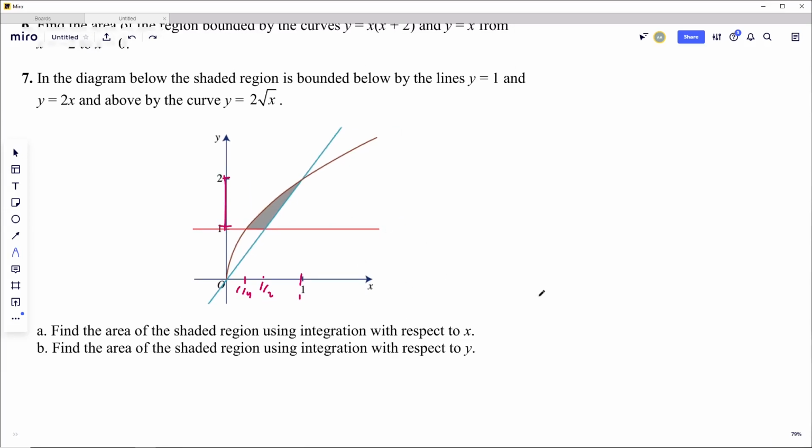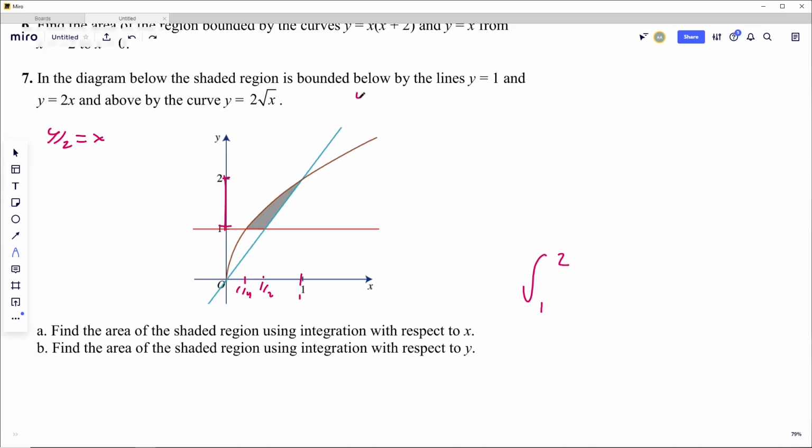This is 2x. So the integral from 1 to 2 of 2x. No, this is where you have to mess around with it. So y over 2 equals x. You have to get it in terms of y. This is why you're deriving with respect to y, so you have to change things.